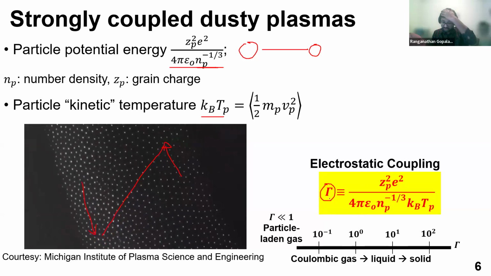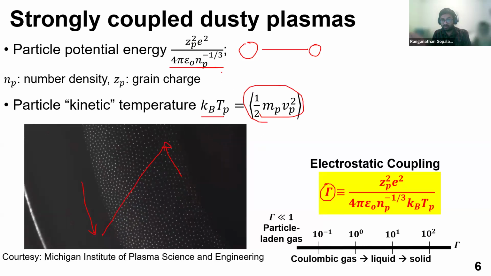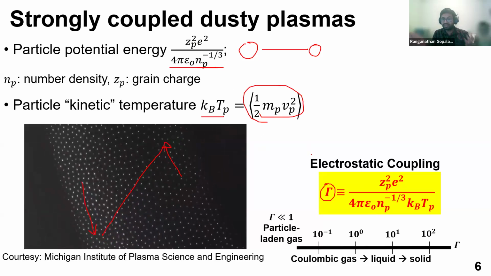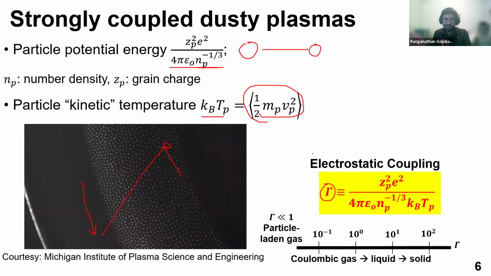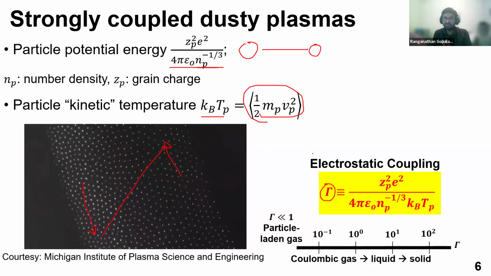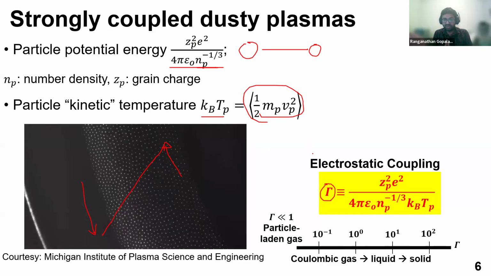If gamma is much less than 1, meaning this quantity is much higher than the numerator, that means the system behaves like a gas. And that's what you learn in your thermodynamics 101. A gas is something that has almost entirely kinetic energy and almost no potential energy.